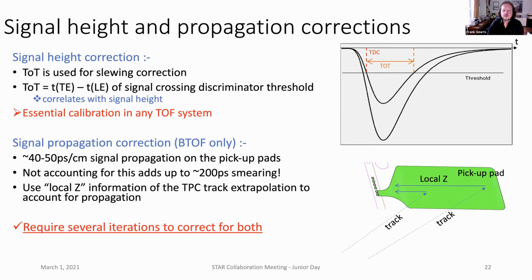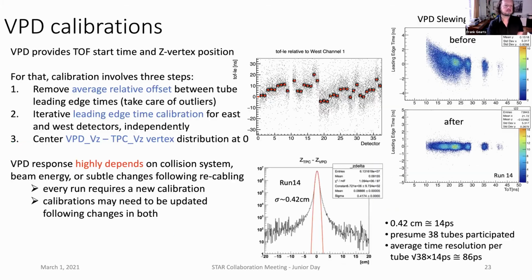So this local Z information is something that really has to come from accurately extrapolating TPC tracks to the time of flight detector. And what you'll see is that once you do the signal propagation correction, you then apply that to your signals. You can see that this is something you probably will need to do in several iterations. And indeed, we see that easily 5-6 iterations are necessary to have this converge to stable results.